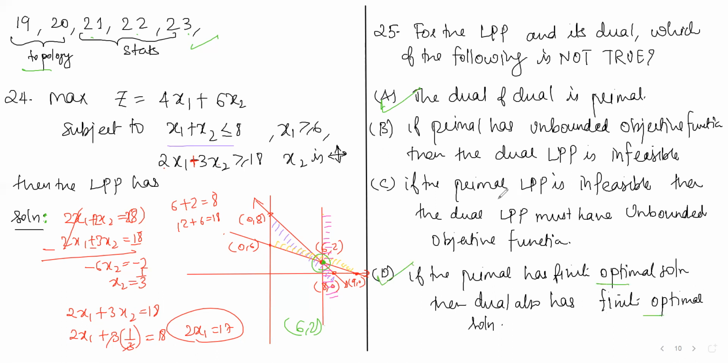That means A and D are true. Now, the battle is between B and C. B says that if the primal has unbounded objective function, then the dual of the LPP must be infeasible. Yeah, even that is correct. But if the primal of the LPP is infeasible, then the dual of the LPP must have unbounded objective function. Well, that is not true, because of the word must. Because if the primal is infeasible, then the dual may have unbounded objective function or no solution. So here it is saying must. So this option C is not true, and that means this is our correct option.